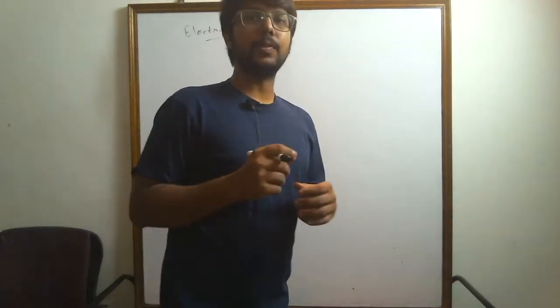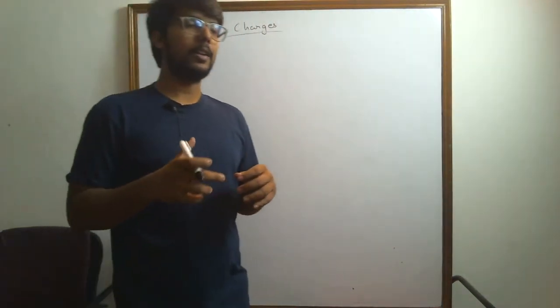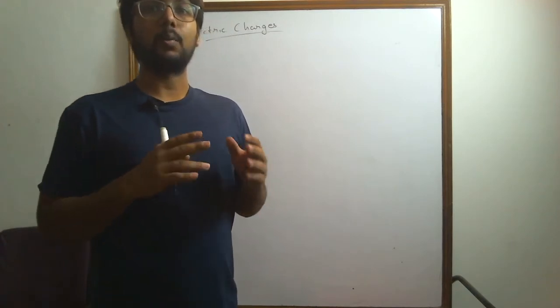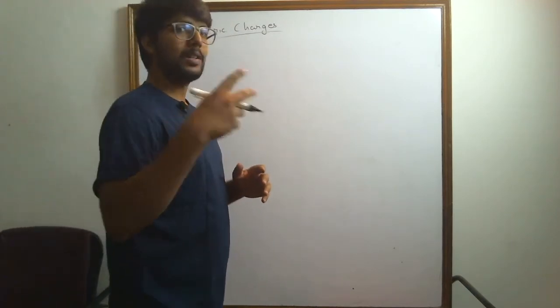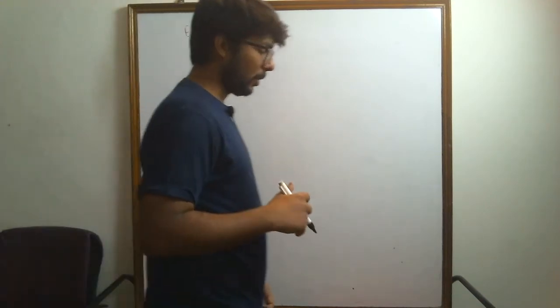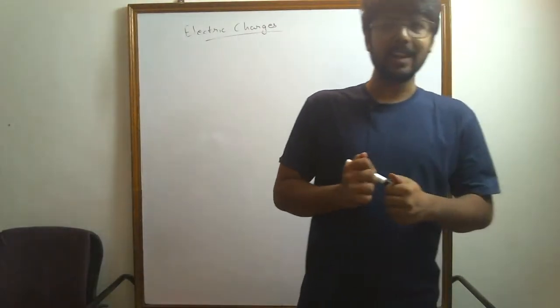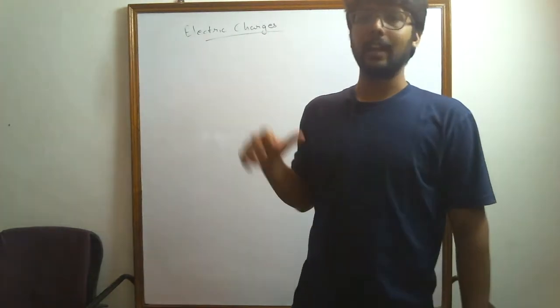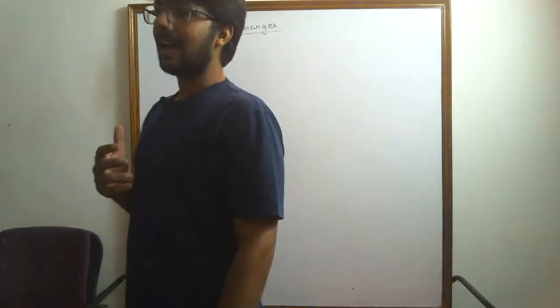So first things first, we need to first understand what electric charges are and what their properties are so that we understand Coulomb's law better, right? So electric charges, now let's understand what they are. We've all done that experiment of rubbing a balloon on our head and putting it on the wall, right? What is happening over there?